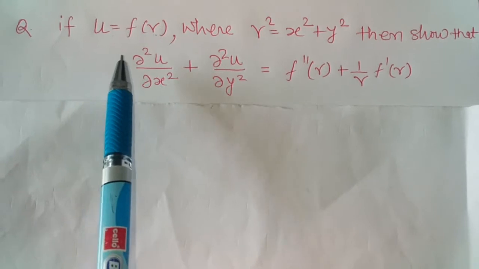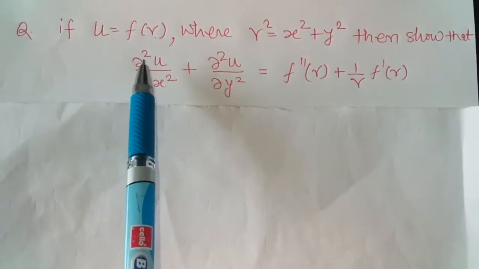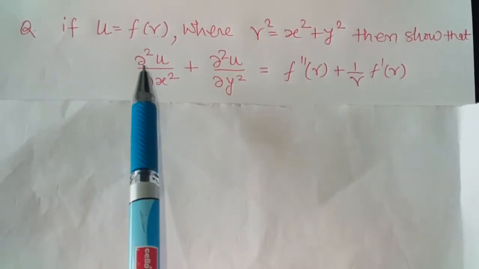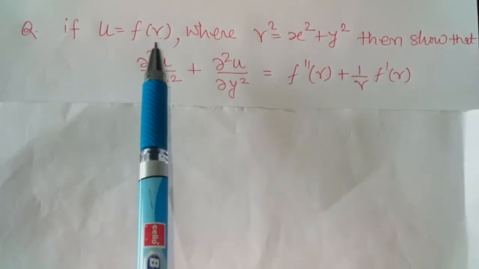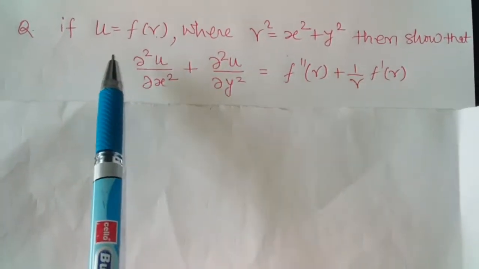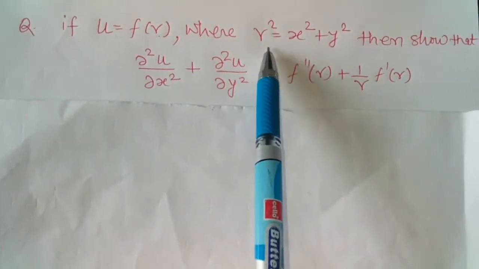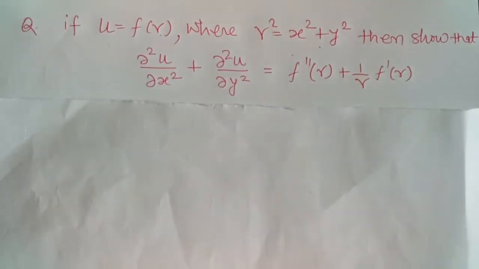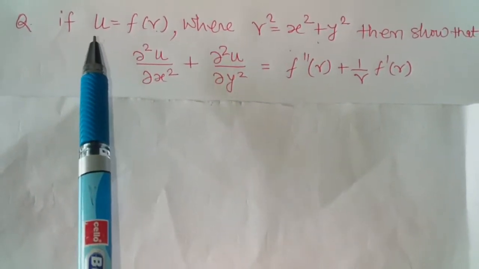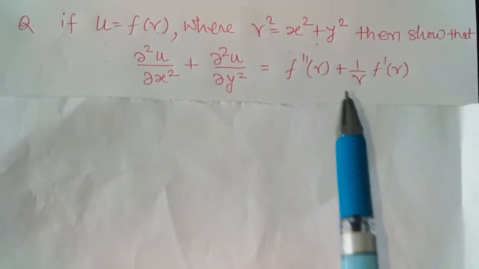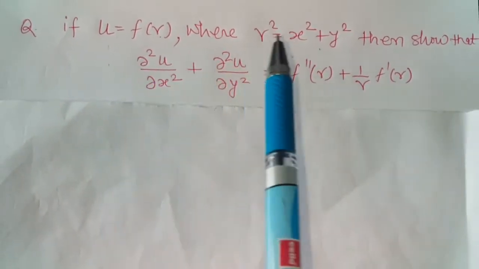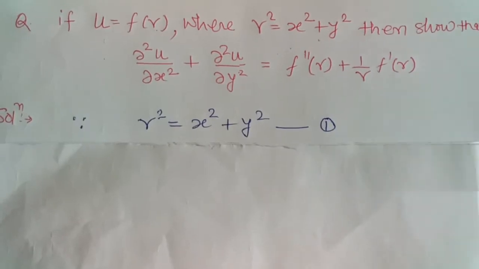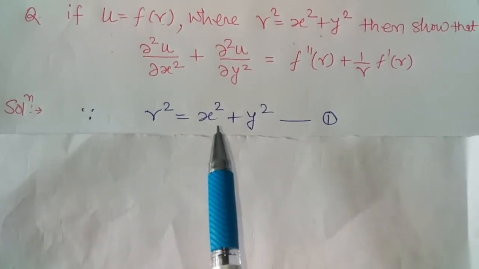Here u is a function of r, so we cannot differentiate u with respect to x partially directly. But since r is a function of x and y, so u is a function of r and r is a function of x and y, so indirectly u is a function of x and y. So to differentiate u partially with respect to x and y, we use the chain rule of differentiation. Given r square equal to x square plus y square.